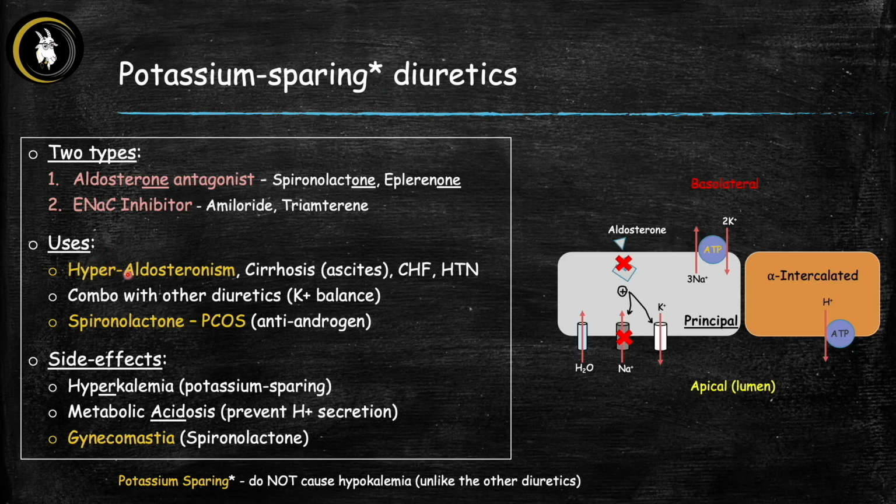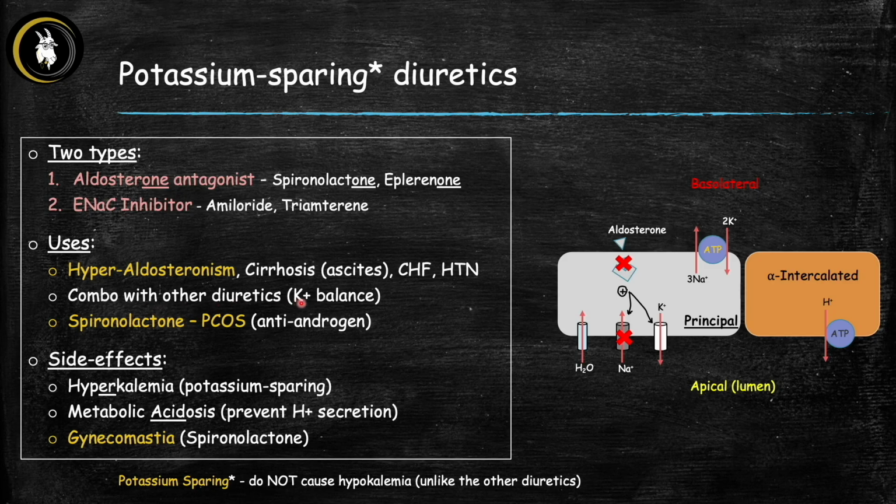Now, the main uses of these drugs are for cases where you have hyperaldosteronism, such as Conn's syndrome, where you have a hyperplasia of the aldosterone-secreting cells. Also, in some cases of cirrhosis, where you have ascites, congestive heart failure, and also rarely in treatment-refractory hypertension, these medications can be used. Typically, they're used in combo with the other diuretics for the potassium balance.